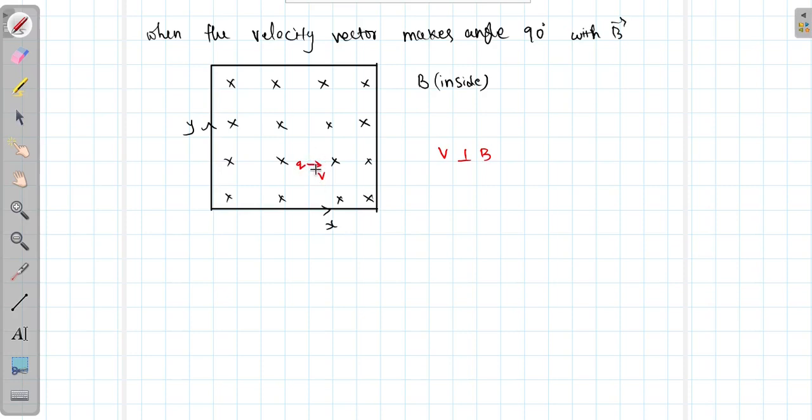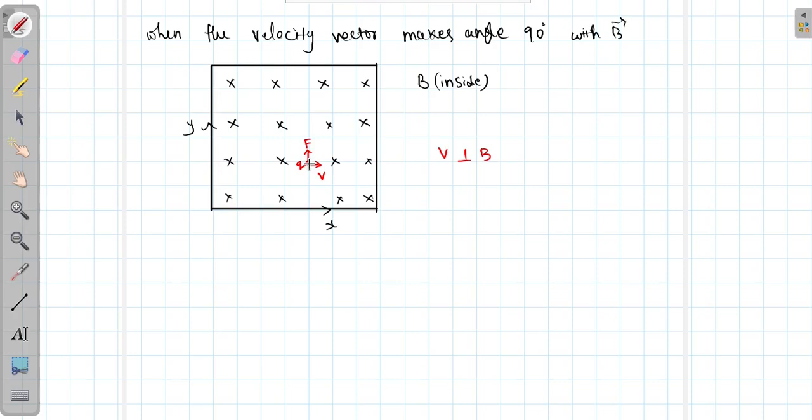For this case, you just apply Fleming's left-hand rule. The magnetic field is into the paper. Our forefinger represents the direction of the magnetic field, the middle finger represents the direction of velocity of the charged particle, and the thumb represents the force. If you point your forefinger into the plane of paper, the thumb will represent the force acting in the upward direction. You will experience force in the upward direction in this case.